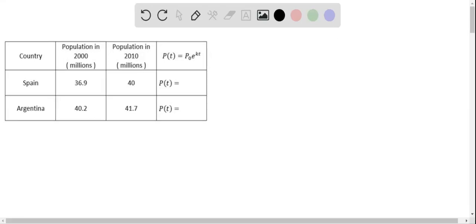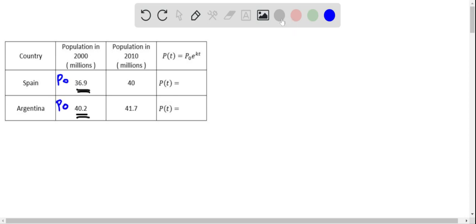We will now write the population model for each of these countries, that is for Spain as well as for Argentina, using the table information. From the table we can identify that the population in 2000 is 36.9 million for Spain and 40.2 million for Argentina. So this basically gives the P naught for both countries. This is the P naught for Spain, and this is the P naught for Argentina.